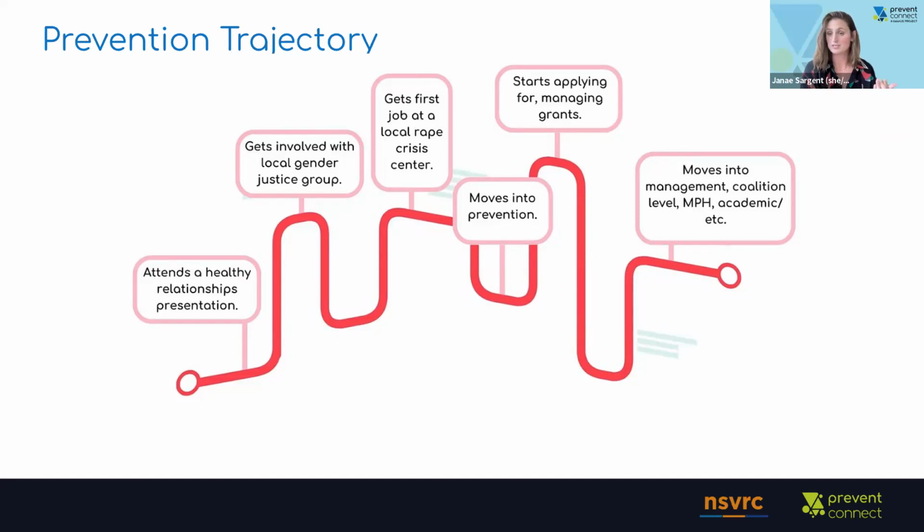A lot of people who come into prevention, I have heard, and we were just talking about this before the call, didn't even know that prevention was a job, right? We're communicators, we're grassroots organizers, sometimes we're academic, sometimes we're just really passionate and got involved in a community event. And that might lead us to a local organization where we get our first job as an advocate or in prevention.